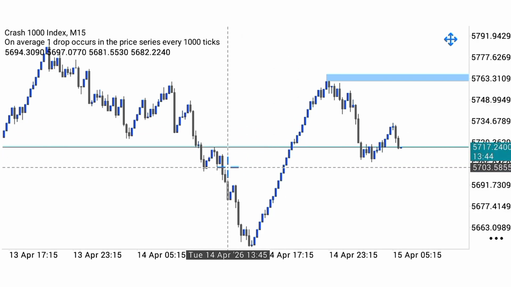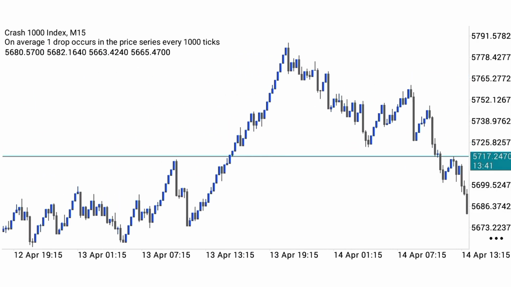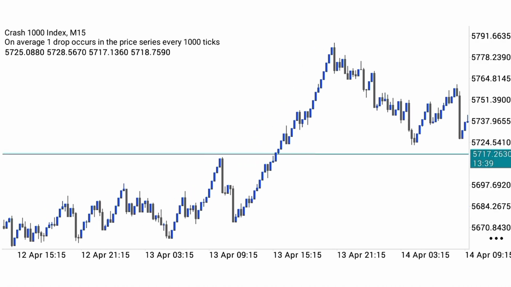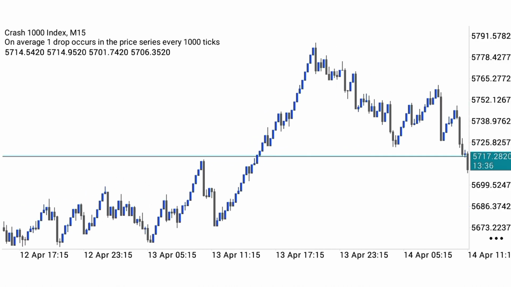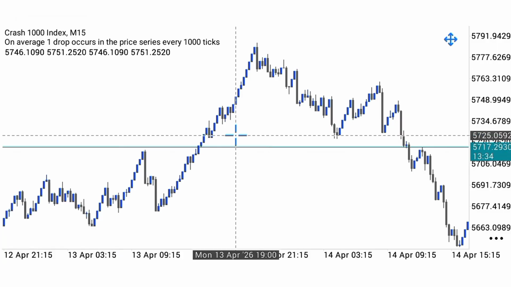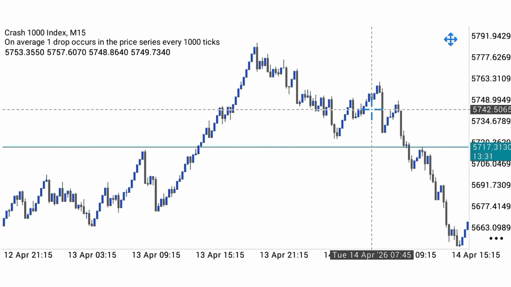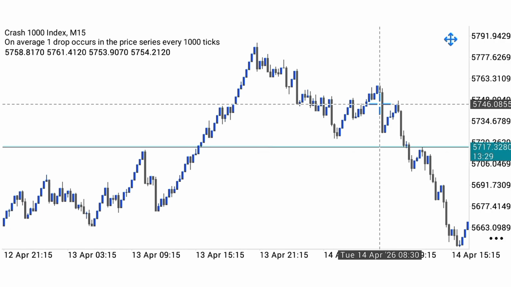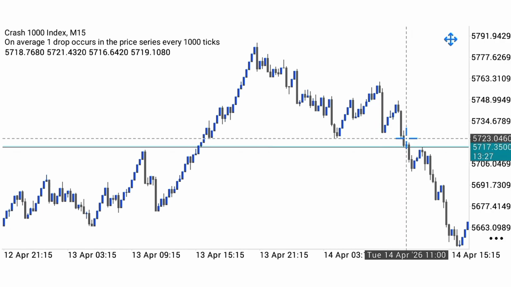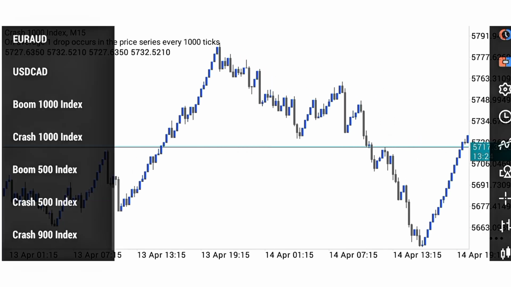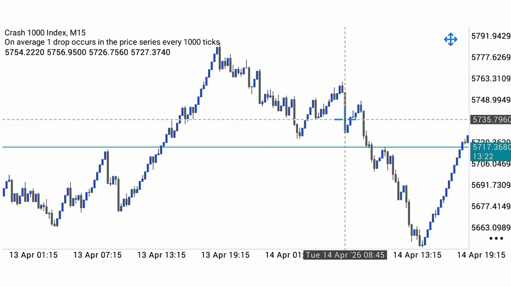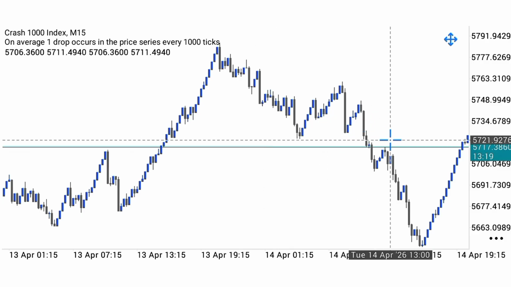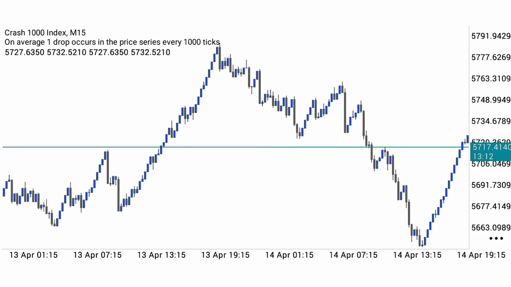You see these bullish candles, they don't have wicks, and that is why it is called crash. But each time it crashes, you see that these spikes are made up of bearish candlesticks, so it is crashing with spikes. That's what makes it crash. So when it comes down with those bearish crashes, you will know that you are in a crash asset. So we have crash 1000.